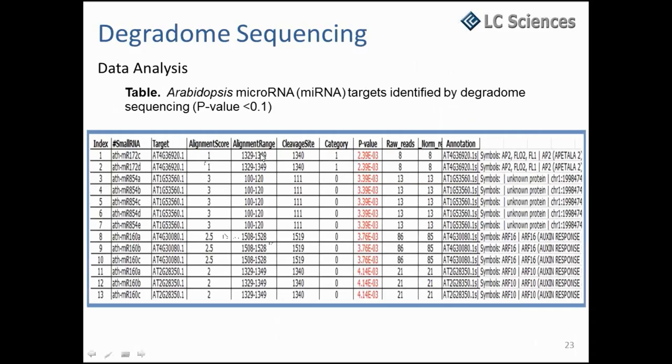And we also give the alignment range, which says what kind of sequencing reads we have at the messenger RNA side. And based on the sequence data, we know the cleavage site, and we also give a category based on the data analysis and the p-value. And we also give exactly how many raw reads were found from the degradome sequencing before normalization, and also the number after normalization. And we also give the annotation of this messenger RNA. This is a very comprehensive data table for the degradome sequencing, including messenger RNA degradome sequencing data and also target microRNA information.